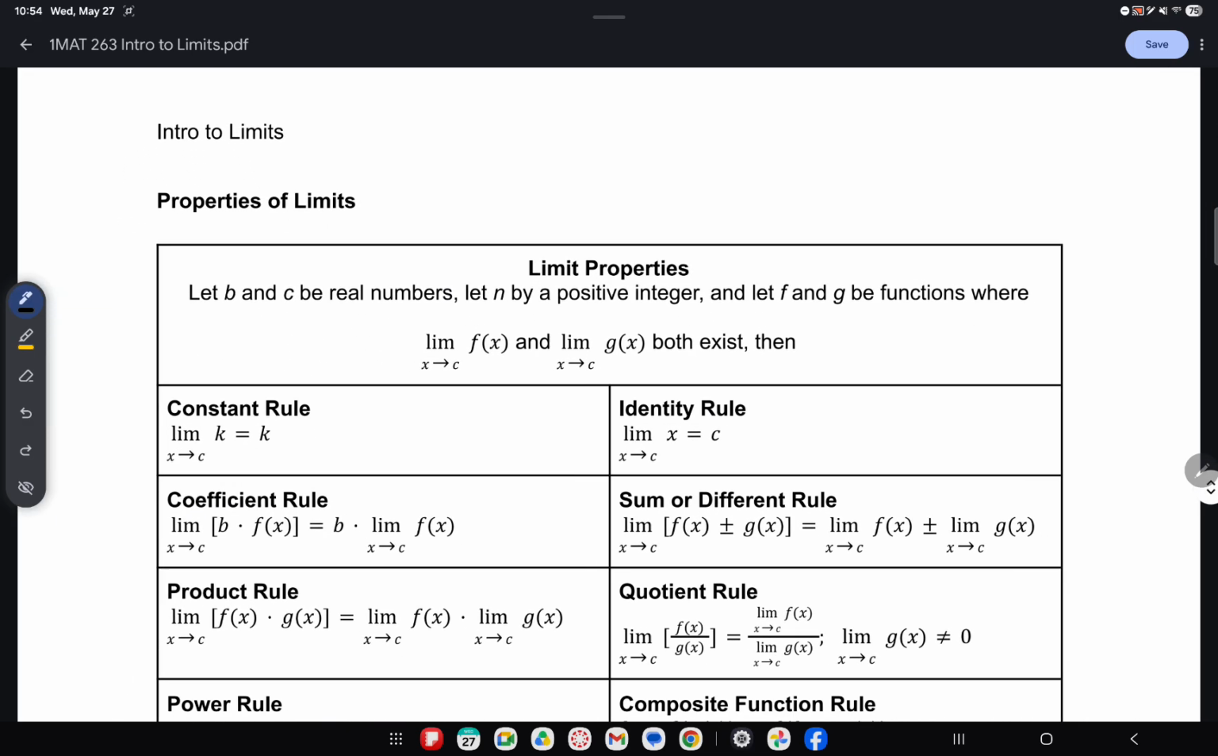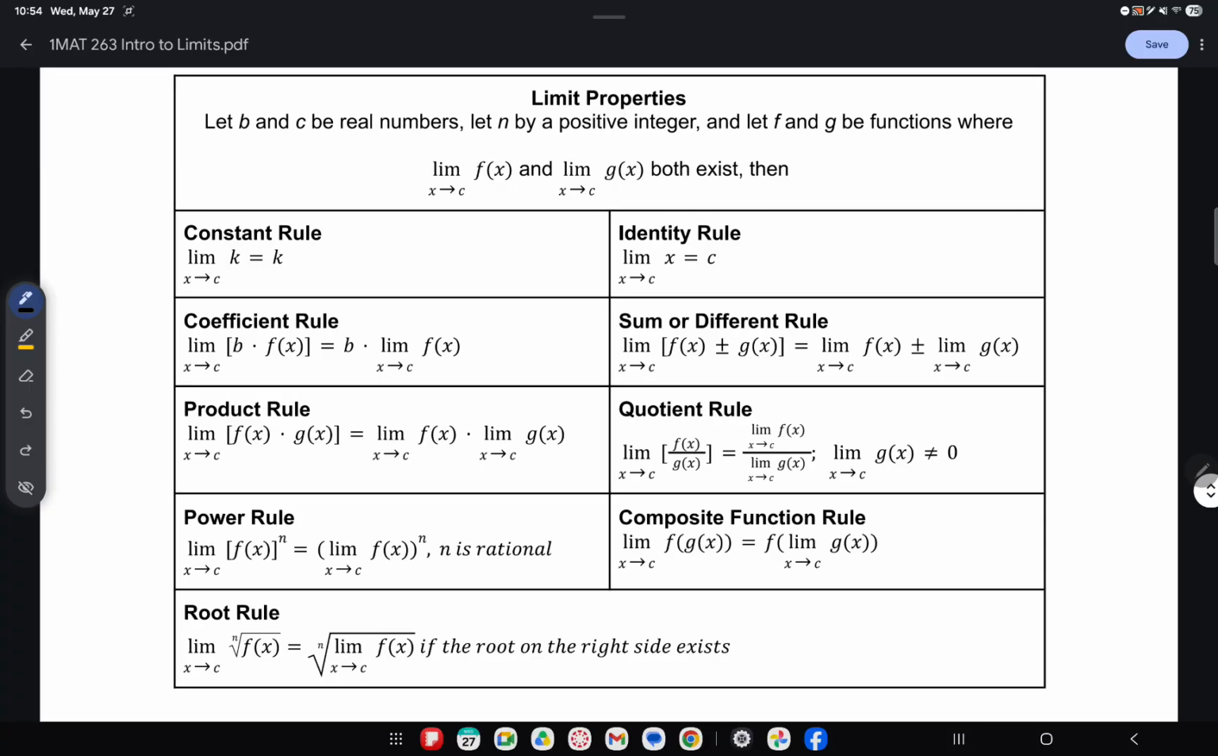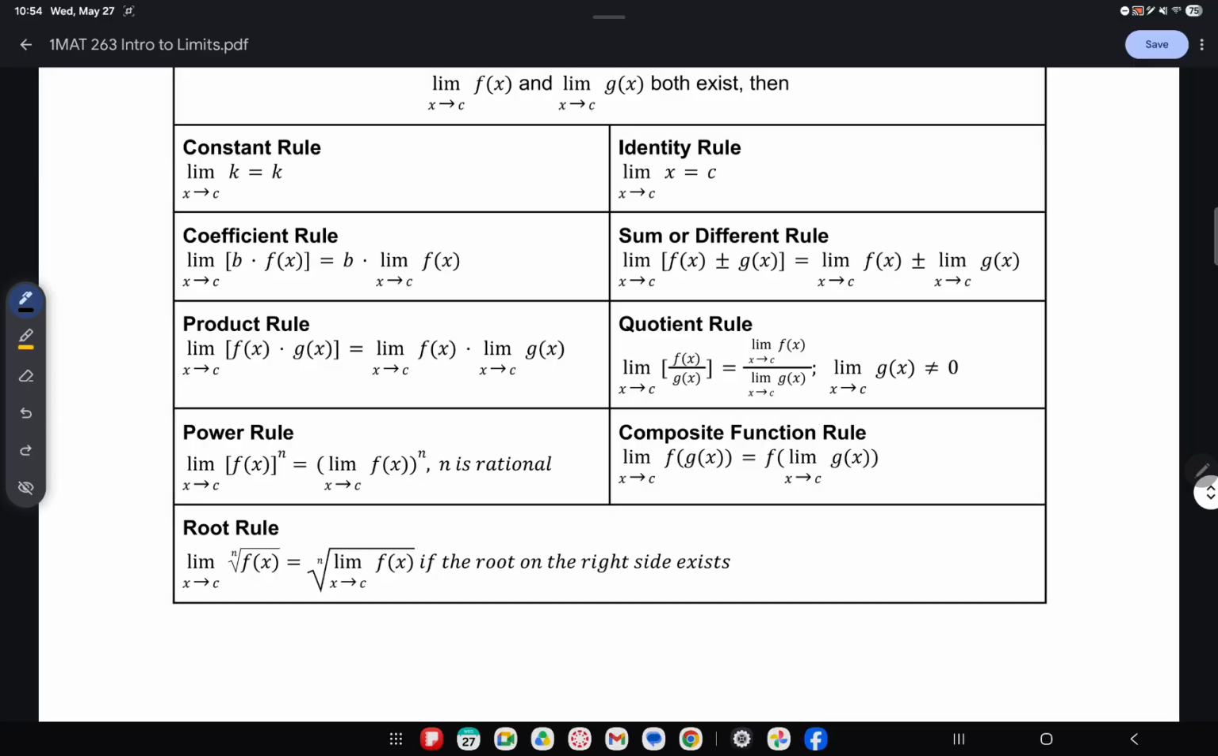All right, we're going to get into some properties of limits, okay? So there's different things we can do mathematically with limits based off of these properties. So we're going to let b and c be real numbers. n is a positive integer. And then f and g are functions where, all right, the limit as x approaches c of f of x and the limit as x approaches c of g of x, both of those exist. So here are some rules.